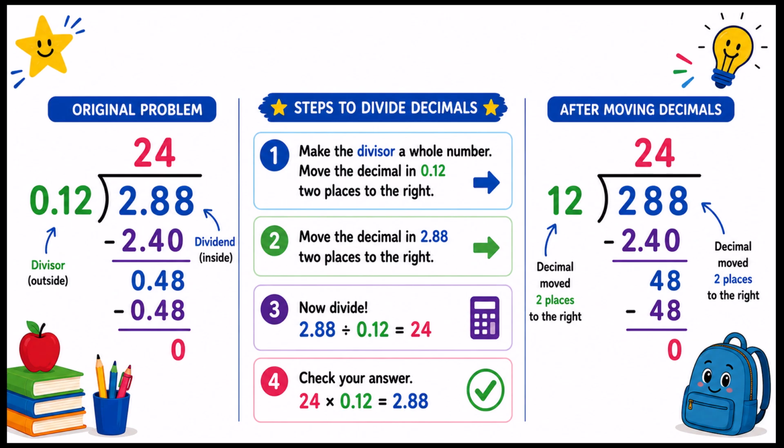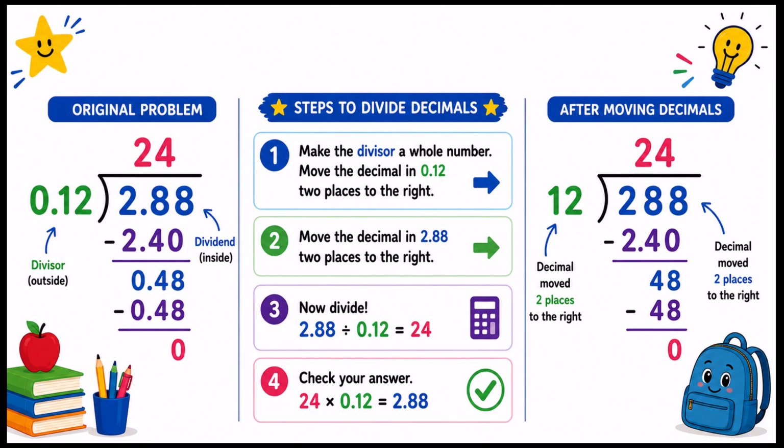12 goes into 28 2 times. Subtract 24. Bring down the 8. 12 goes into 48 4 times. The answer is 24.